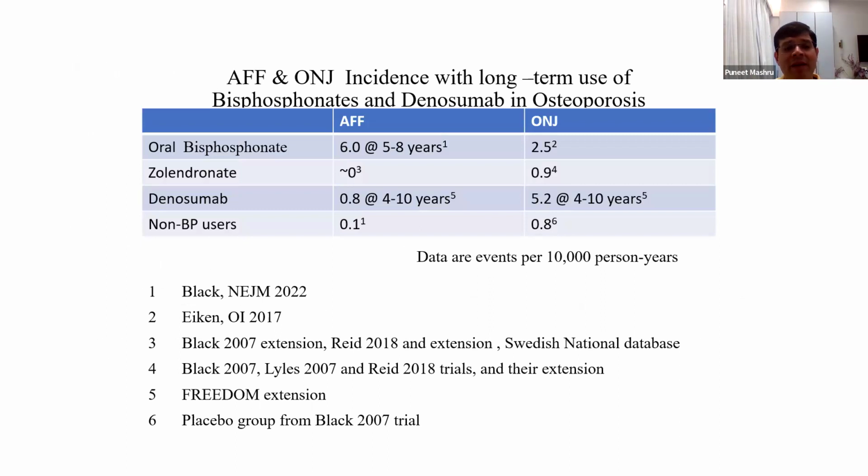So this is the summary slide with regards to the risk of incidence of atypical femoral fracture and osteonecrosis of the jaw. What is important is that the risk of atypical femoral fractures has not been shown with IV zoledronate, which is very surprising. And this also occurs in non-bisphosphonate users or non-denosumab users. This can occur in those patients as well. So it's important to keep in mind that it's not only bisphosphonates or denosumab causing atypical femoral fractures or osteonecrosis of the jaw, it can occur even by itself.